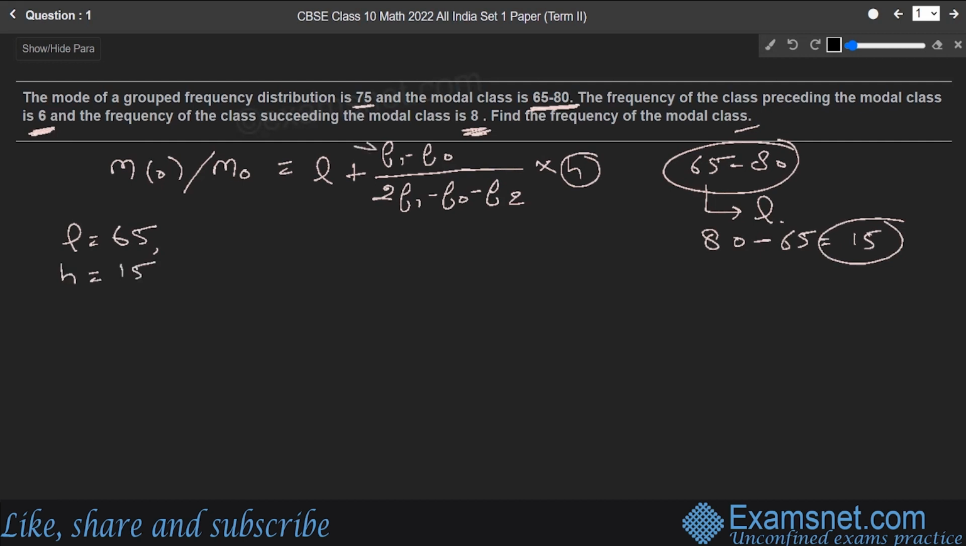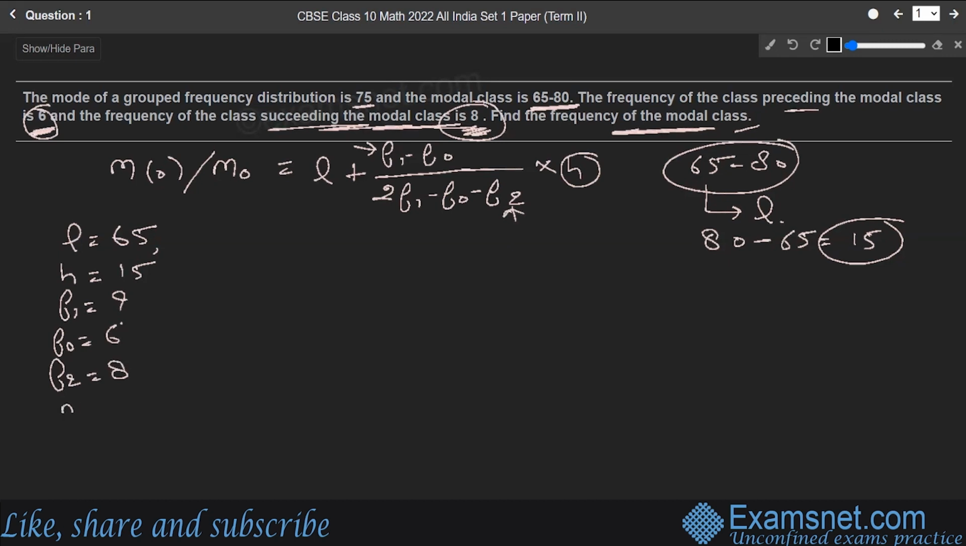Now, what is this f1? F1 is the frequency that we are supposed to find out, the frequency of the modal class. What else is there? F naught. F naught is nothing but the frequency of the class preceding the modal class, that is given as 6. What is f2? F2 is nothing but the frequency of the class succeeding the modal class, and that is given as 8. So f2 is equal to 8. And so we have got all the values except f1.